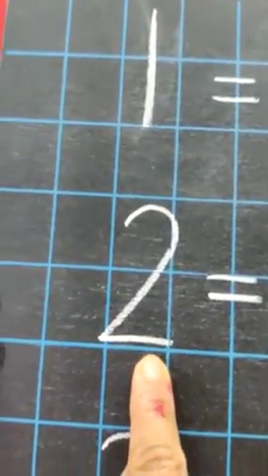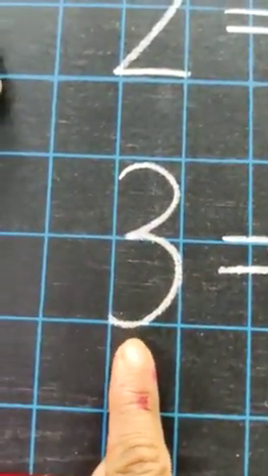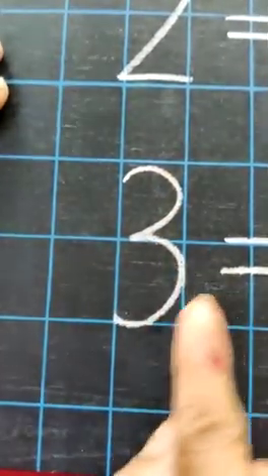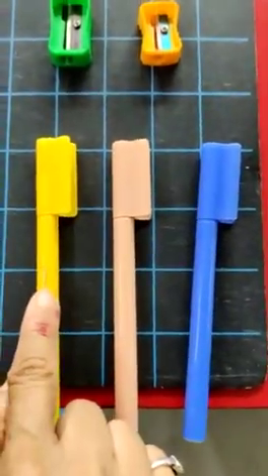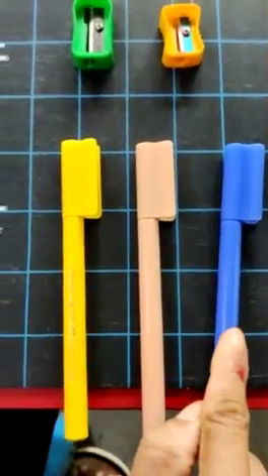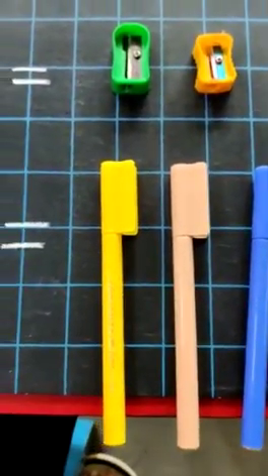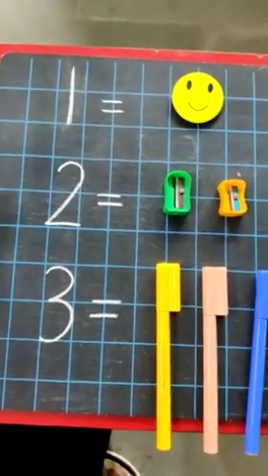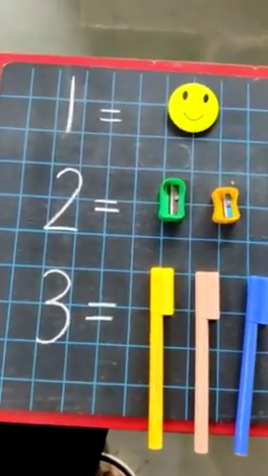Now what comes after 2 children? 3. So here we have number 3, 2 curves, number 3. Now let's count the objects. We have sketch pens. 1, 2 and 3. So we have 3 sketch pens here. Children, so now we have learned numbers 1 to 3 with their value.